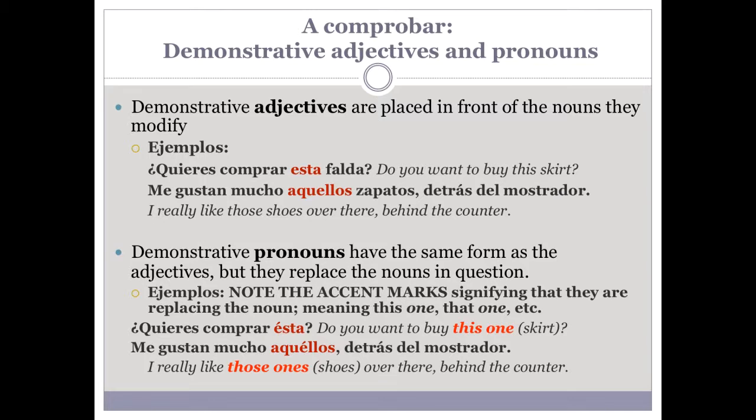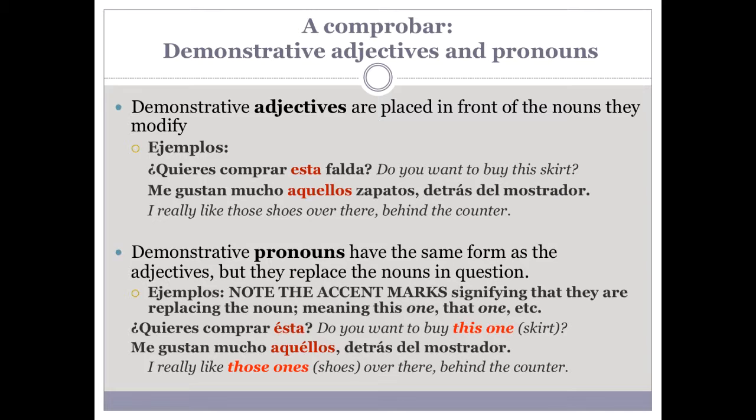It has the same form as the adjective, but they replace the nouns in question. For example, note the accent marks that signify that they are replacing the noun, meaning this one or that one. So let's say we're looking at the skirt again. In the first example, we saw, ¿Quieres comprar esta falda? You want to buy this skirt?